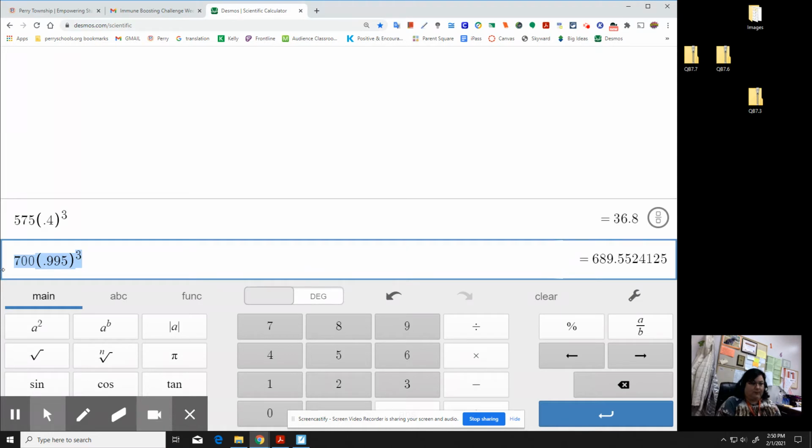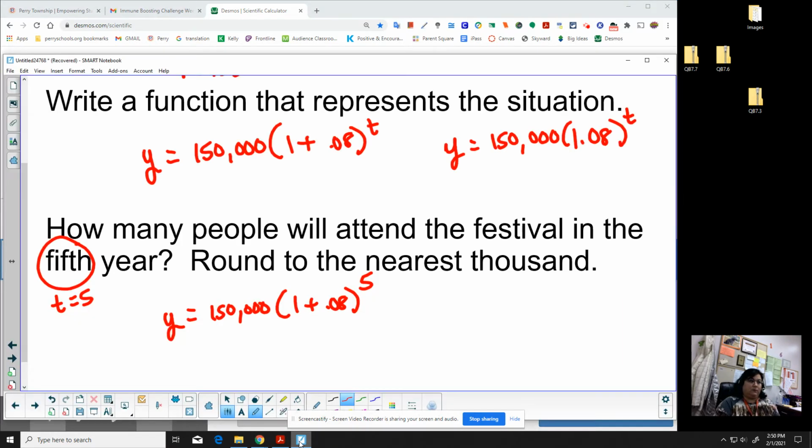Okay, let's see if we can remember how to type that in. 150,000 times 1.08 and then raised to the 5th power. No comma. There we go. So 220399.2. Y is 220399.2. And we're talking about people.